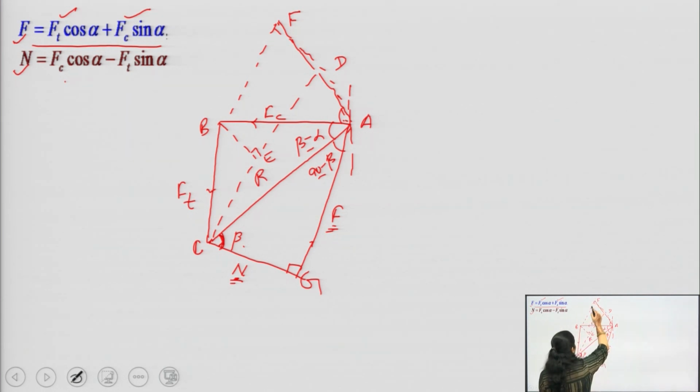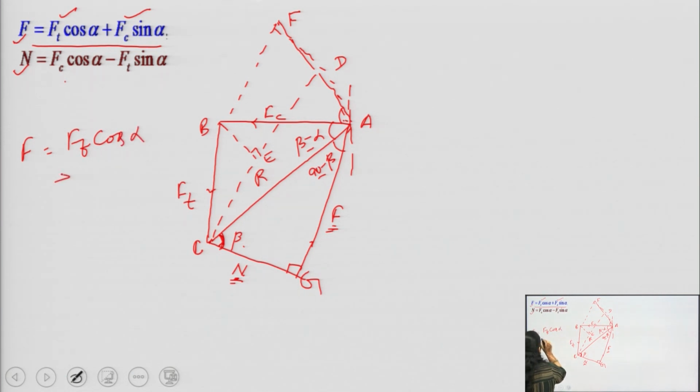And then we made one line FB and this FB is parallel to DE and then we made a perpendicular over the C and D. Now, what we will do? We want to derive this equation F is equal to Ft cos alpha plus Fc sin alpha. Okay. So, we will see here what is F?